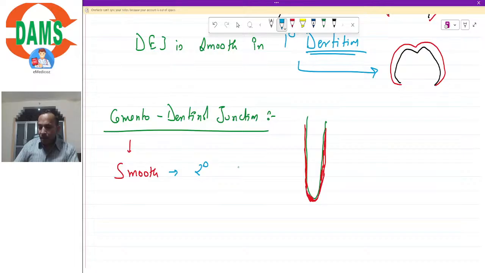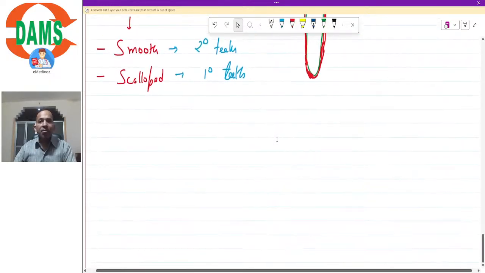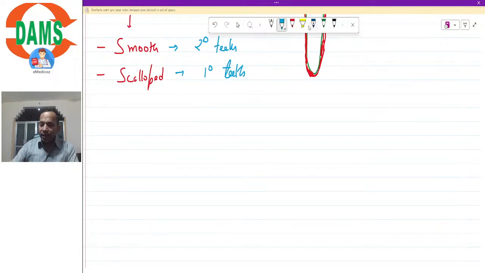It is smooth in permanent teeth, whereas it is scalloped in case of primary teeth. So as you can see, the junctions are reversed in primary and permanent. The DEJ is scalloped in permanent and cemento-dentinal junction is scalloped in primary. The DEJ is smooth in primary and the CDJ, that is cemento-dentinal junction, is smooth in permanent. Clear? So please keep this in mind, the cemento-dentinal junction and dentino-enamel junction. So this was about the enamel.